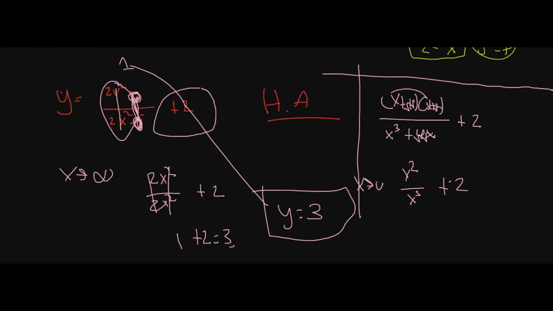All right, now as x approaches infinity, what's going to get bigger, the top or the bottom? Well, the bottom one gets bigger, so this whole thing is going to become smaller and smaller until it gets to 0. So we're going to get 0 plus 2, which equals 2. So my horizontal asymptote would be y equals 2.